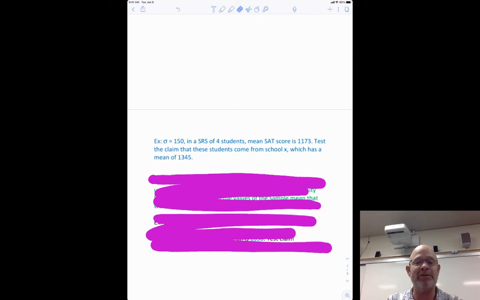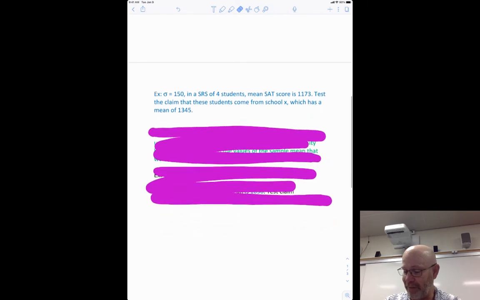So the first one is, we have a population standard deviation of 150. In a simple random sample of 4 students, the mean SAT score is 1173. Test the claim that these students come from school X, which has a mean of 1345.